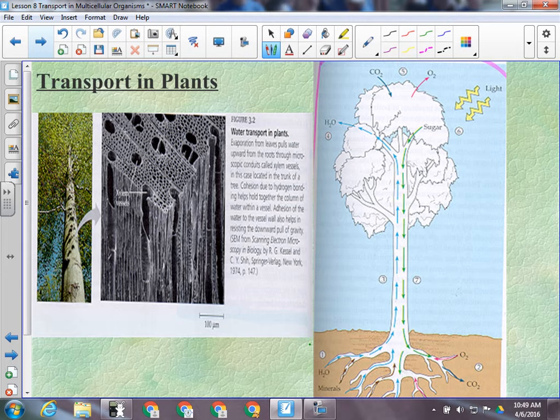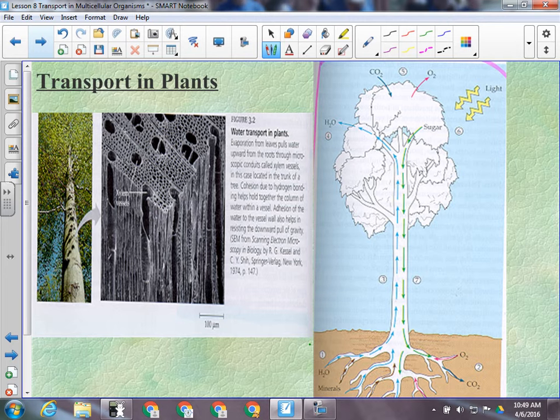When water evaporates here, it's water that's been absorbed from the soil. It's full of salt and nutrients. When it evaporates, the salt and nutrients are left in the spongy layer of the leaf. So as a result, water is pulled out of the tubes and into the spongy layer by osmosis.